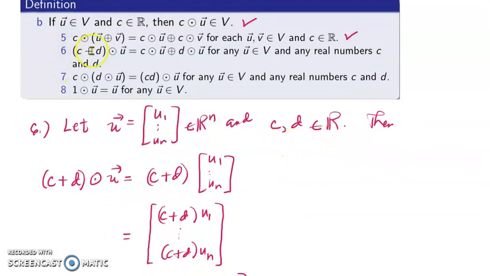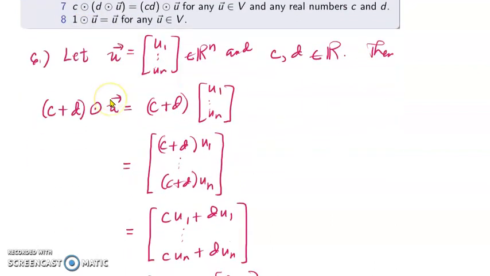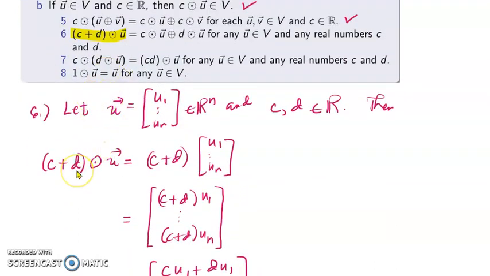We now show property number 6. In this case, we pick any vector in V and any real numbers C and D in the set of real numbers. Then we start from here. You have C plus D times the vector U. Again, this operation is scalar multiplication of a matrix, so that is why it's converted to this one here.